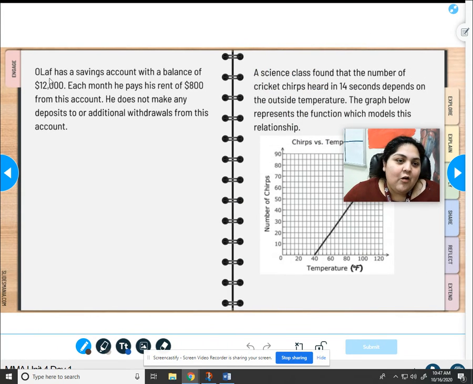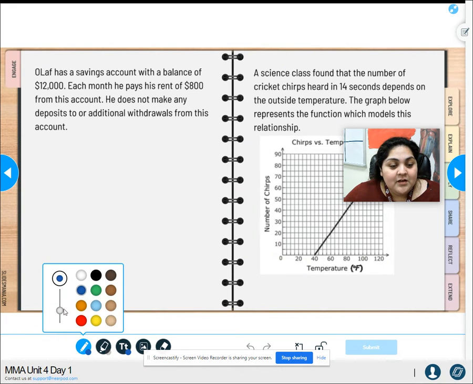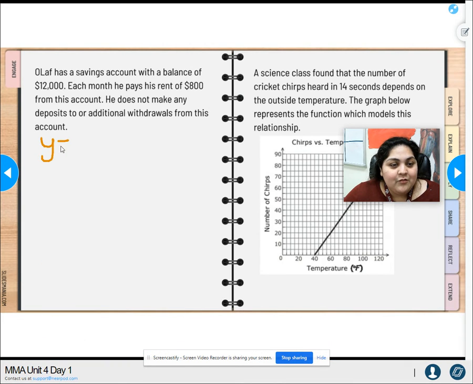Olaf has a savings account with a balance of $12,000. Each month he pays his rent of $800 from his account. He does not make any deposits to or additional withdrawals from this account. So let's go ahead and write it. It would be y equals, he has $12,000 in there, and he's subtracting $800 every month.